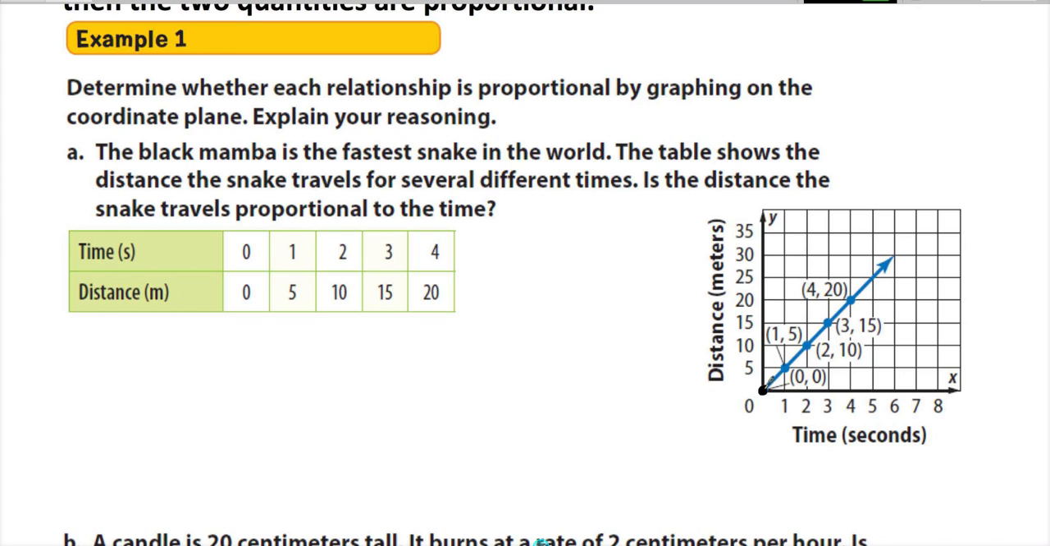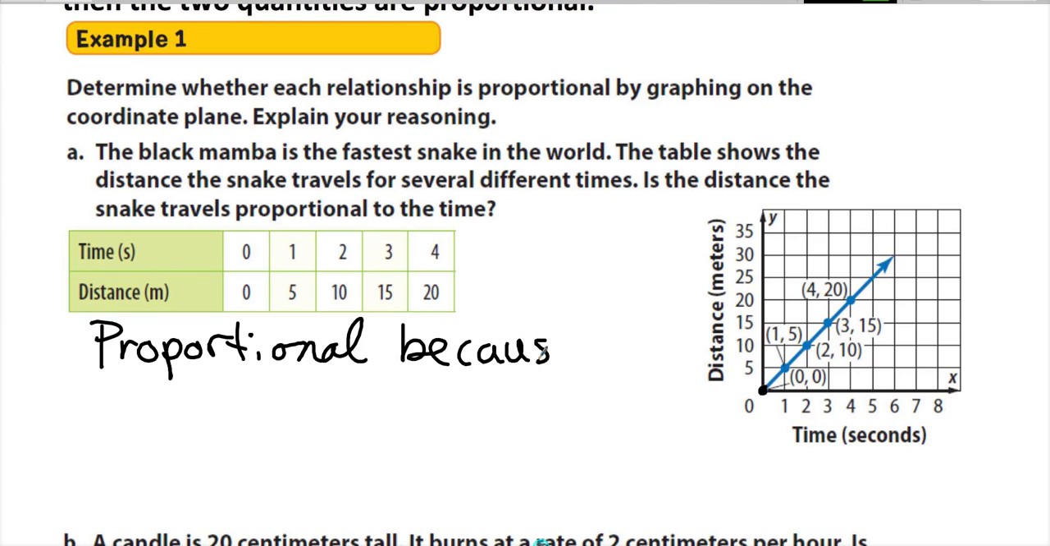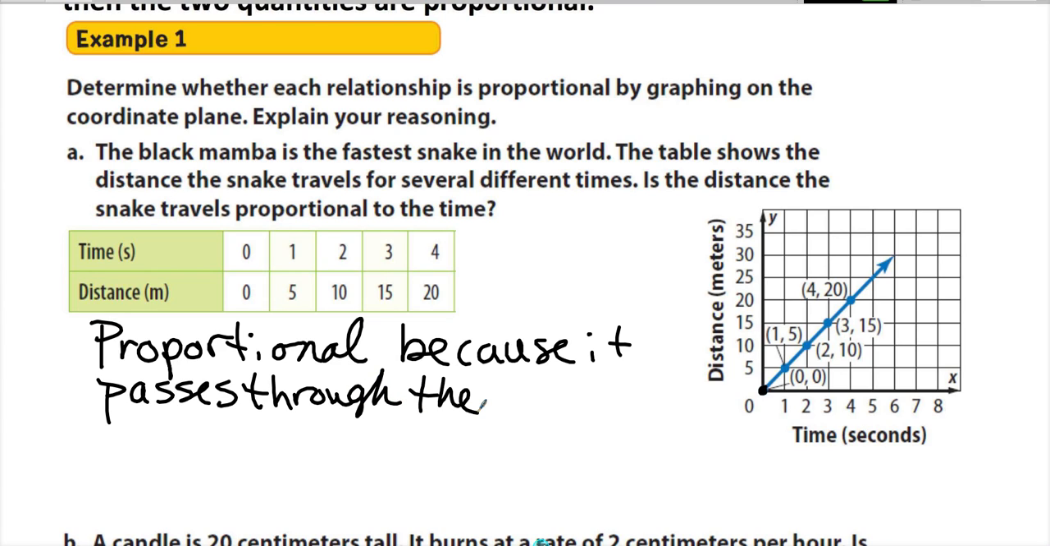All right, so let's write that down. So this is proportional. Oops, that's supposed to be an L. Let's try that again. There we go. Okay, so it's proportional because it passes through the origin and it makes a straight line.